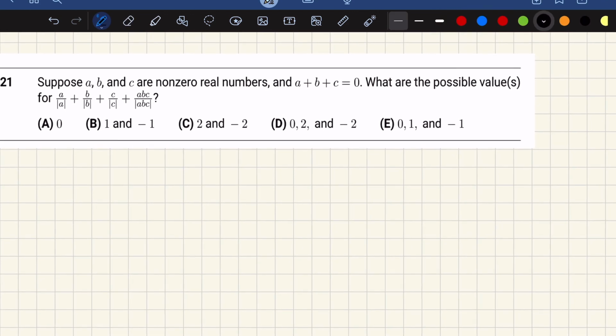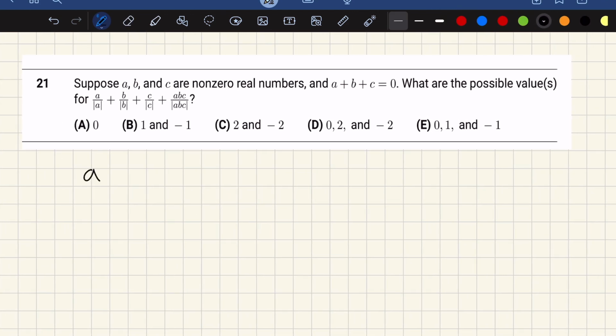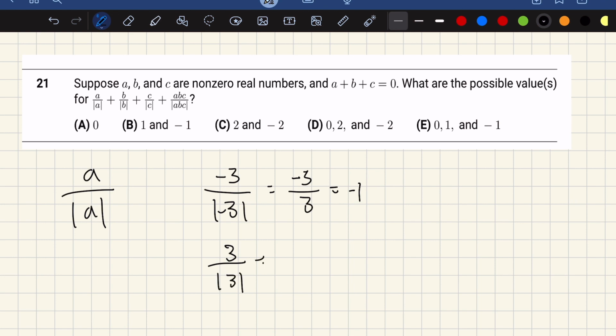So what does it mean when you divide something by its modulus? So this thing here, a divided by mod a. Well, let's go for a concrete example. Let's say you had negative 3 divided by the modulus of negative 3. Well, that just means negative 3 divided by 3, which is negative 1. If we had 3 divided by the modulus of 3, well, that just becomes 3 over 3, which becomes 1.